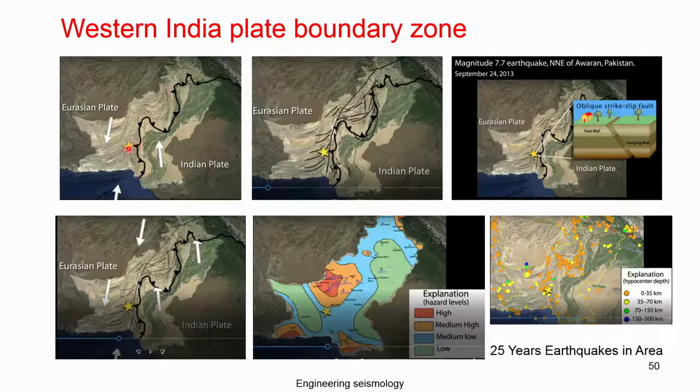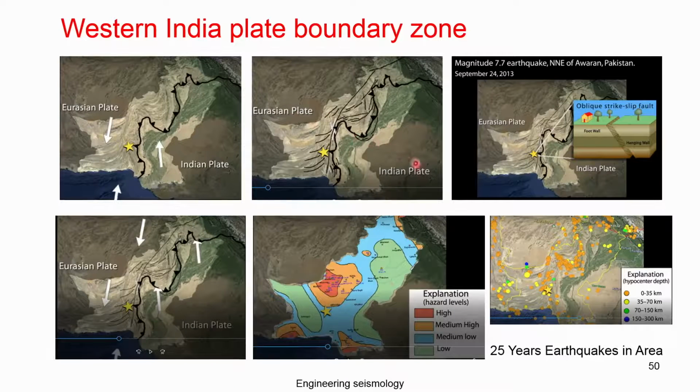So, this is one of the earthquakes. A 7.7 magnitude earthquake occurred in Pakistan in September 2013. That earthquake is the reference for this description. You can see this is the boundary we are discussing here, a transform boundary.